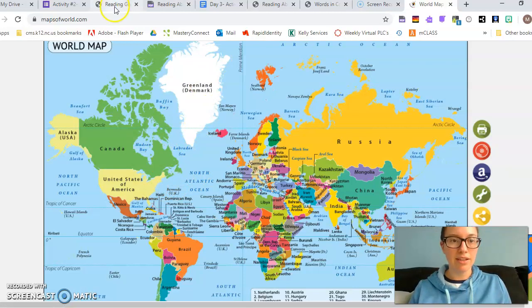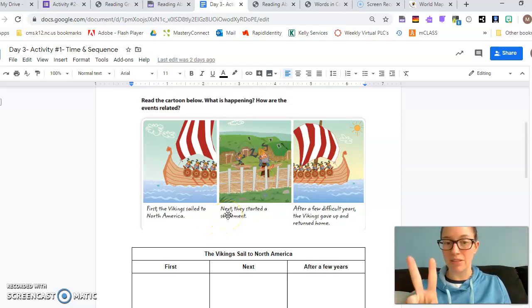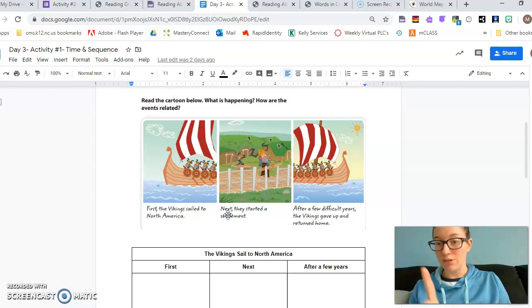Okay. So now let's pop back over. A little history lesson for you. So the Vikings sailed to North America. That was the first thing that happened. Then I'm looking here, and I see the Vikings building fences and houses. There's a little road. And it says next they started a settlement. So I think a settlement is like a village, a place where people live. So that was the next thing that happened. So it's saying first they came to North America. Then once they were here, they started a settlement, right?